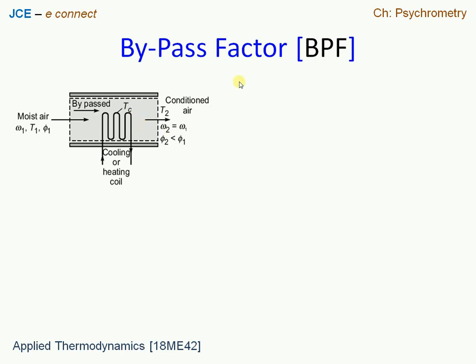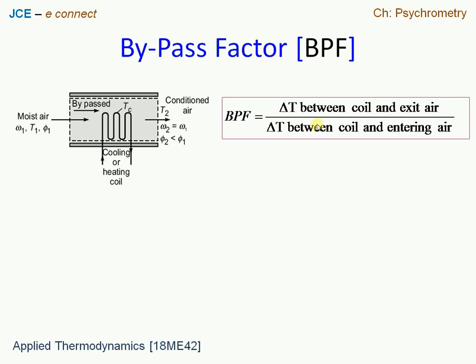Therefore, we are introducing one factor here in order to account for this variation in the heat transfer, so that we call it the bypass factor. So the bypass factor is a ratio of the temperature difference between the cooling coil and the exit air to that between the cooling coil and the inlet air. So therefore we can have TC minus T2 as the numerator divided by the temperature difference between the coil, that is TC, minus the inlet temperature T1. So that will be the bypass factor.